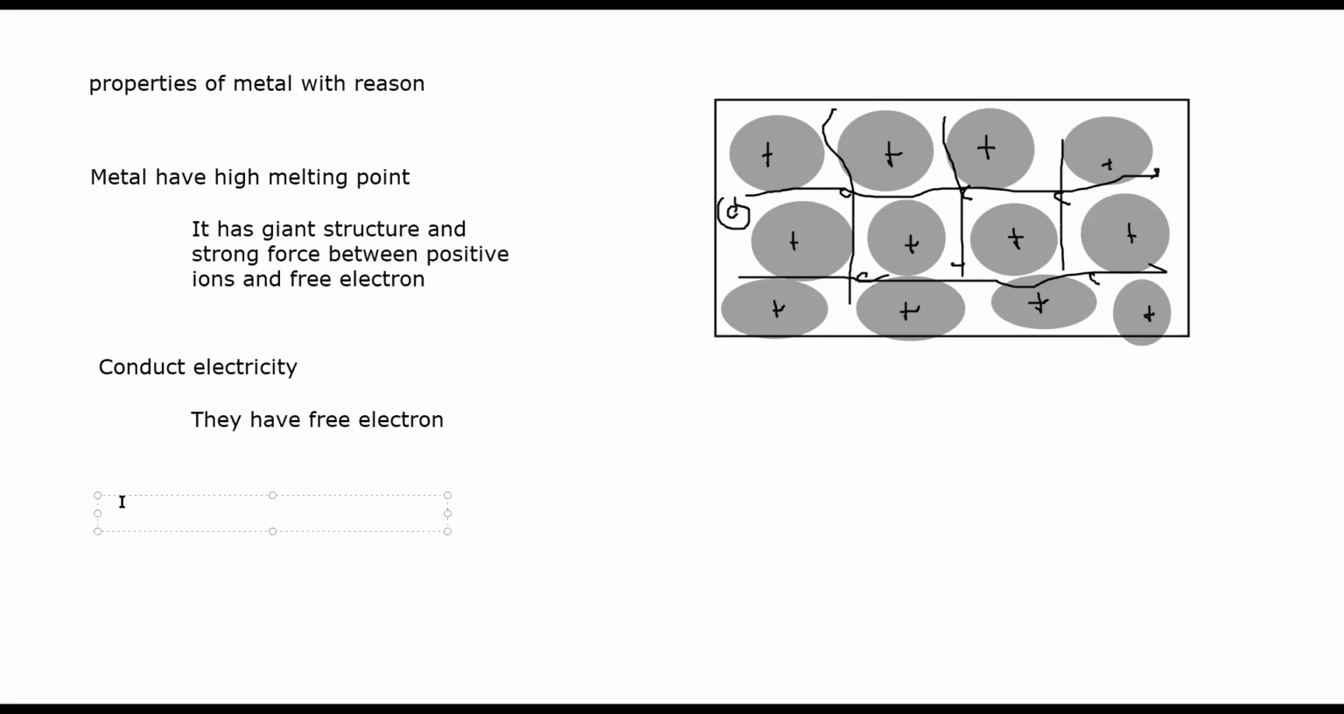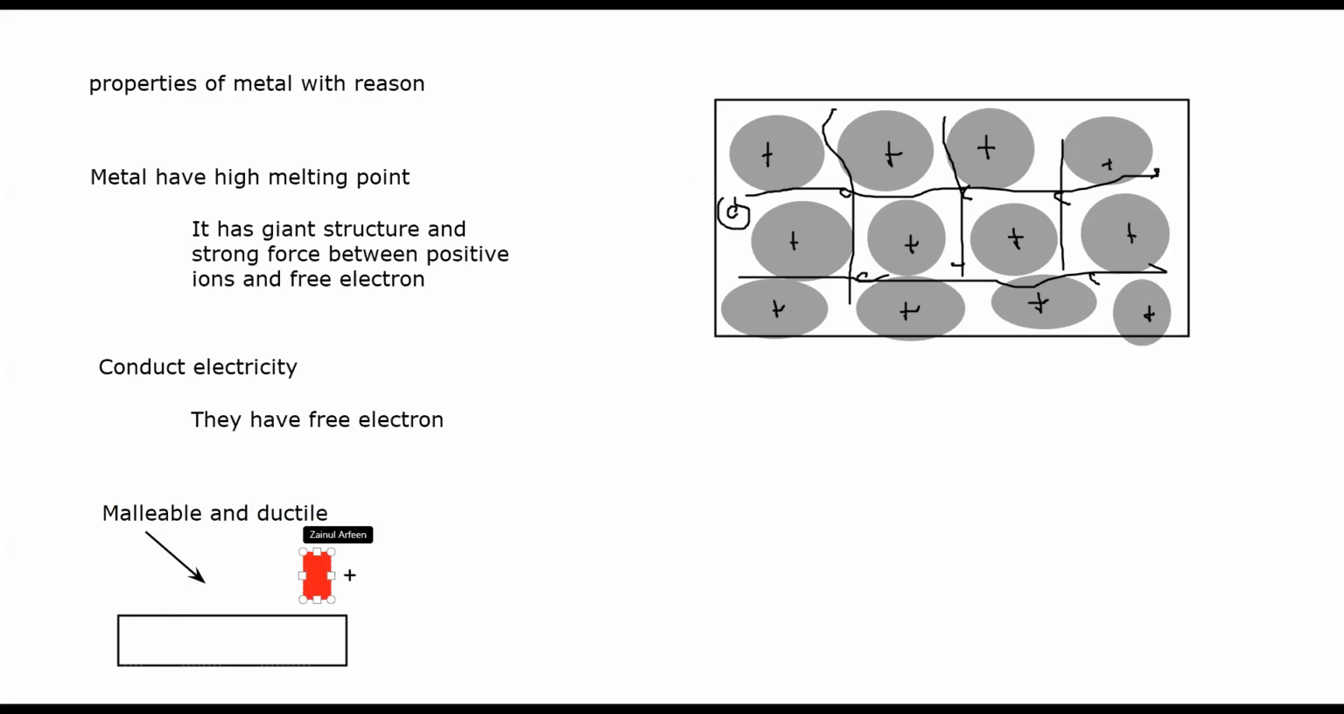And metals are generally malleable and ductile. When we say malleable, it means you can hammer them into shape. Like if you have a piece of metal, you can use a hammer and make it a certain shape by hammering the metal. What we call that is malleable. The term ductile means you can stretch them and make wires.